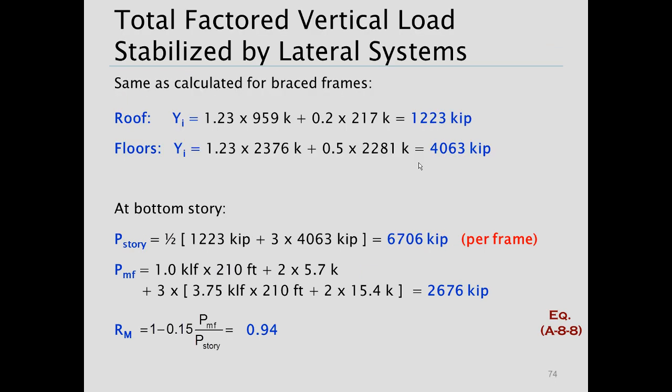Total factored vertical load, hey, it's the same as what we did earlier for the brace frames, so we can kind of skip through this. Total bottom story, P story, 6706 per frame, same as what we had earlier.